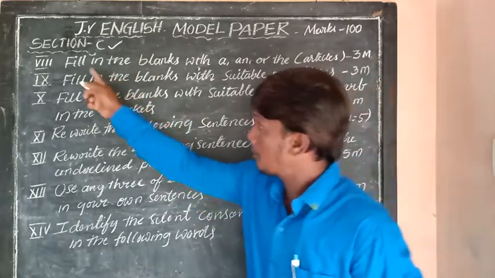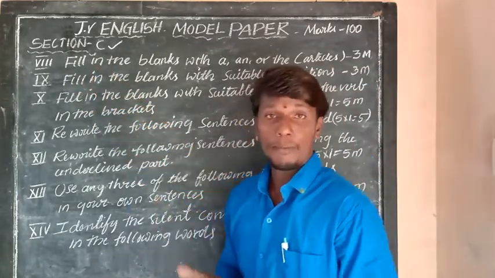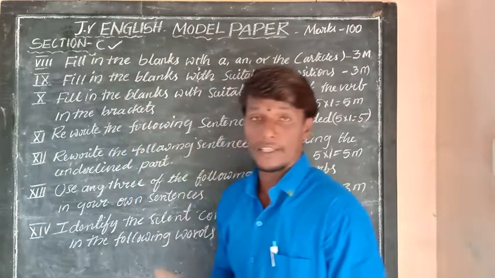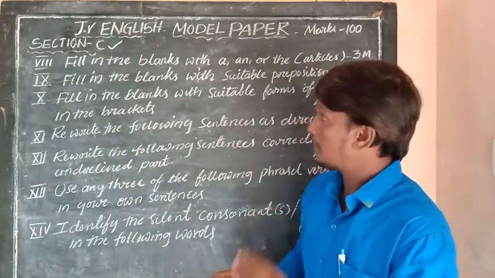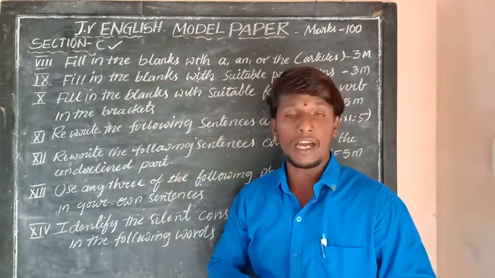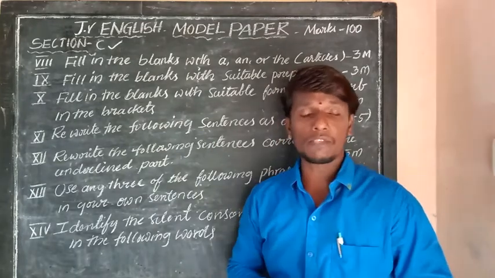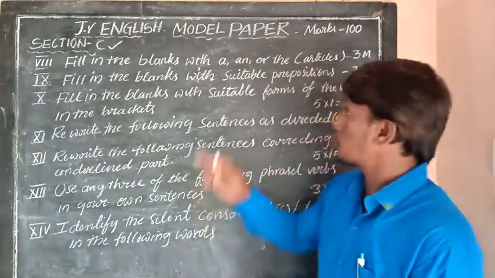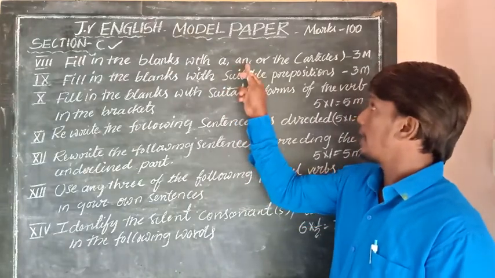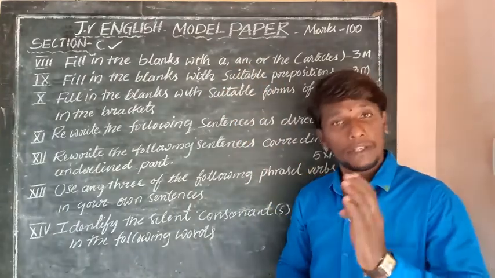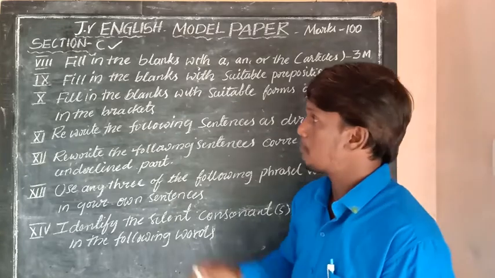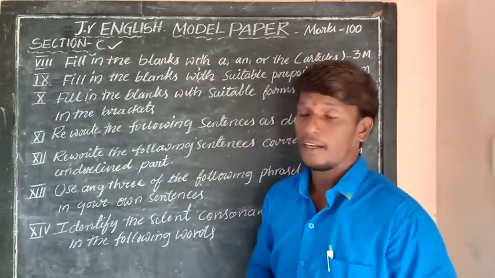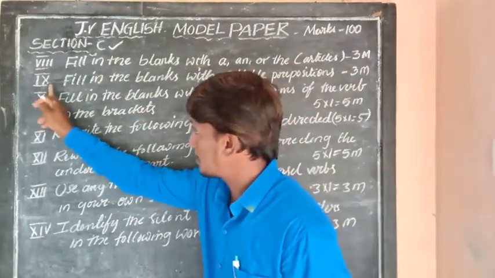The first Roman number under Section C is the 8th question. Under the 8th Roman number, you will be asked articles, and 6 blanks will be given. You need to fill up all 6 blanks with the suitable articles, either a, an or the, for 3 marks. Okay, now let's move on to question number 9 under Section C.